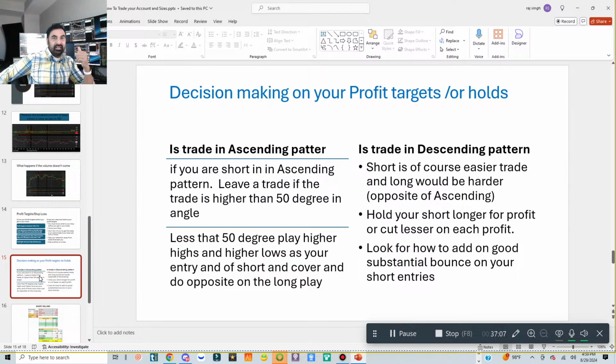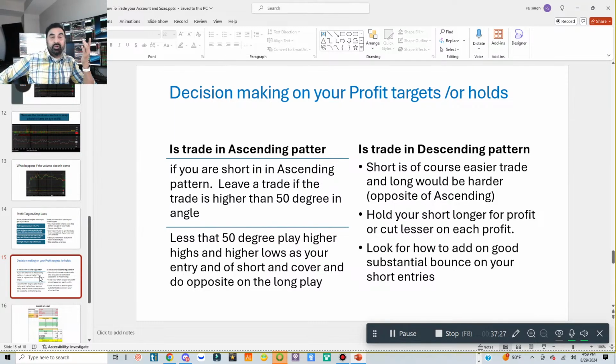Take it on the highs and take your profits on the dips if it's 10% per our system. Take 70% out, leave 30% in. Okay? So if the pattern is an ascending pattern, leave a trade if the trade is higher than 50 degrees in angle. You just get out.